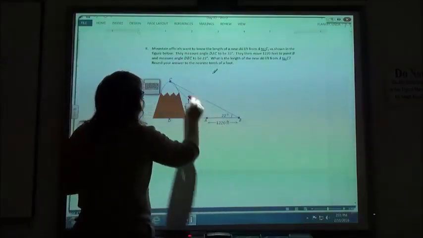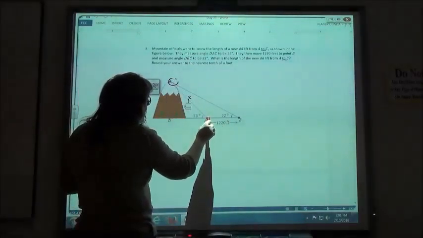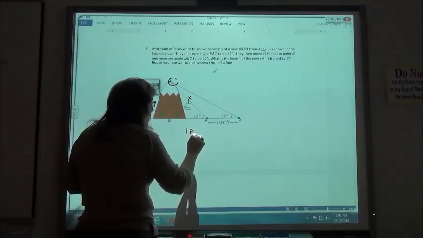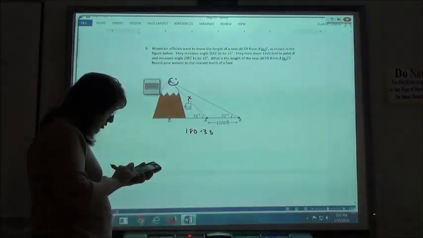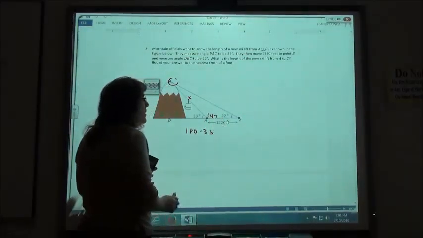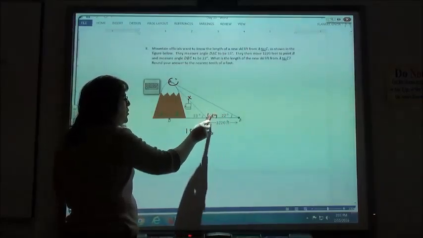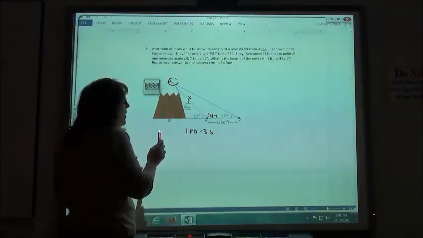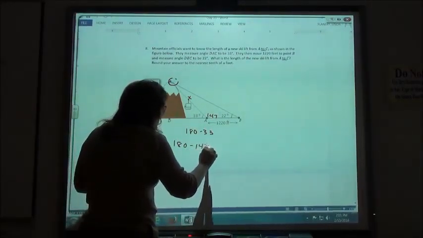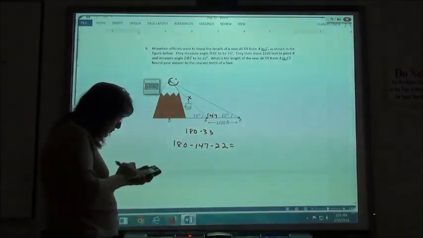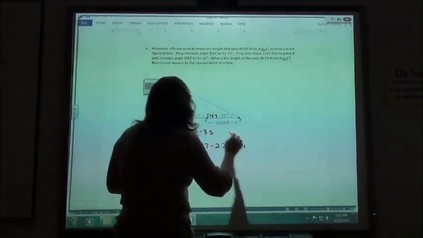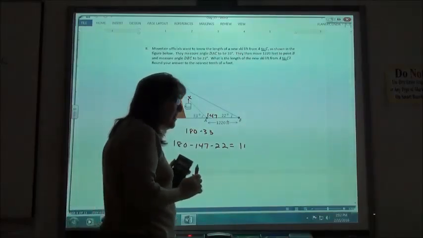So again, I need to know what this angle up here is. But first I need to find this angle down here. Since this is going to be 180 degrees, I'm going to take 180 minus 33. So 180 minus 33 gives me 147 for that angle in there. So I know this one's 22, this is 147. To find this one up here, again, I'm going to subtract from 180. So 180 minus 147 minus 22 gives me 11. So this angle up here is going to be 11 degrees.